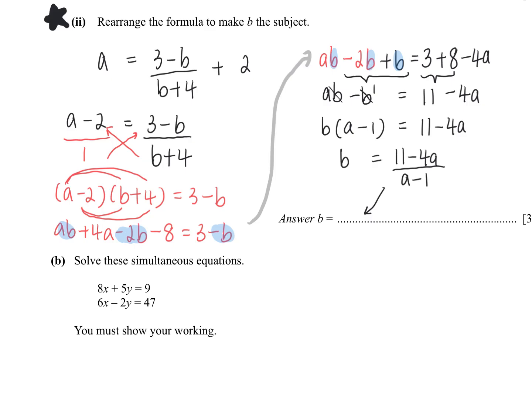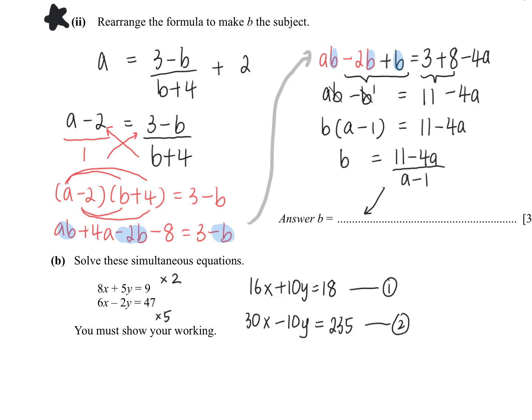Okay, remember when you have 2 equations, you want to eliminate one of them, you need to make one of the variables the same. So for example, I want to multiply everything by 2 for the first equation. So I get 16x, 10y, 18. That's the first equation. Okay, the second one, I want to multiply everything by 5. So that I get 30x, negative 10y, and then 235.